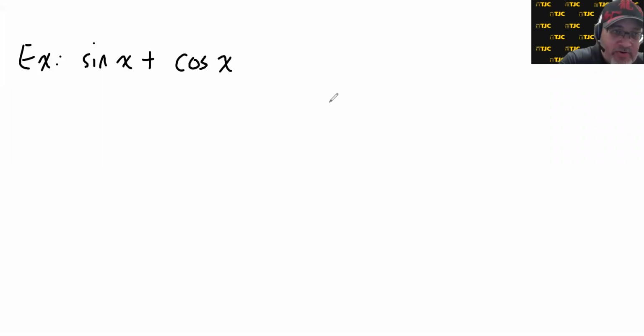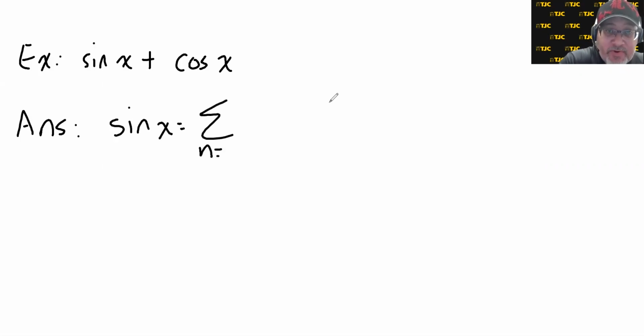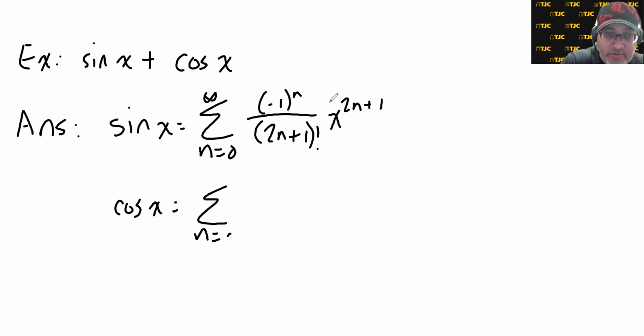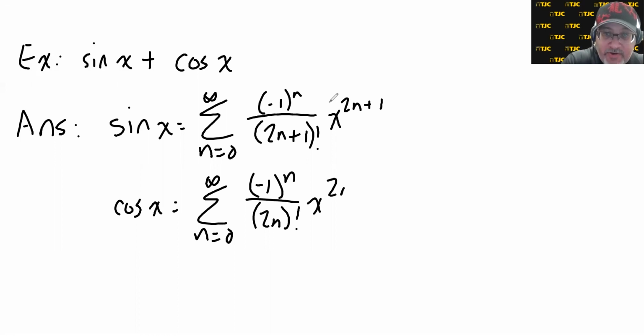We know the power series for each of these separately, or at least we should. We know that sine of x is the sum n equals 0 to infinity. I know this is over the odd powers, so (2n plus 1) factorial, x to the 2n plus 1. It's got an alternator that has to start out positive, so negative 1 to the n. And we know cosine of x is equal to the sum of n equals 0 to infinity, negative 1 to the n, over (2n) factorial, x to the 2n.